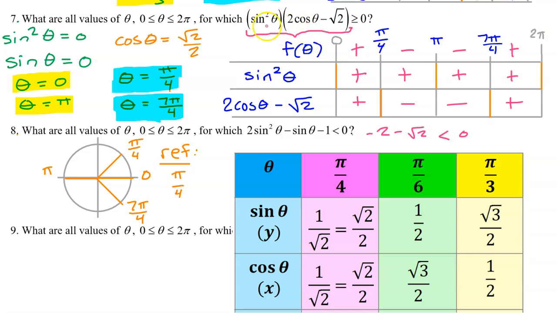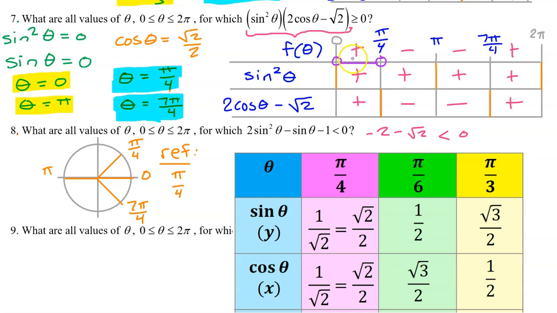We were looking for where f of theta is greater than or equal to 0. So the solutions will definitely fall in these intervals where f of theta is positive. But what about the endpoints? We are looking for where f of theta is equal to 0 as well. And f of theta is equal to 0 at these endpoints. So we will include the endpoints with our answer.